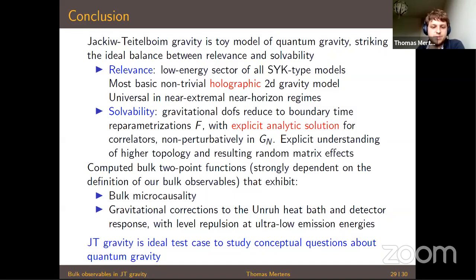During this talk, I have shown you some results on calculations of bulk two-point functions. Again, I emphasize the physical conclusions depend on the specific definition that I took, but it is one where we can get exact results. Those bulk two-point functions exhibited bulk microcausality. I also showed you how you get gravitational corrections to the Unruh heat bath and the detector response, and in particular this universal random matrix effect of level repulsion at ultra low emission energies. So I think JT gravity is an ideal test case theory to study conceptual questions about quantum gravity. So thank you.